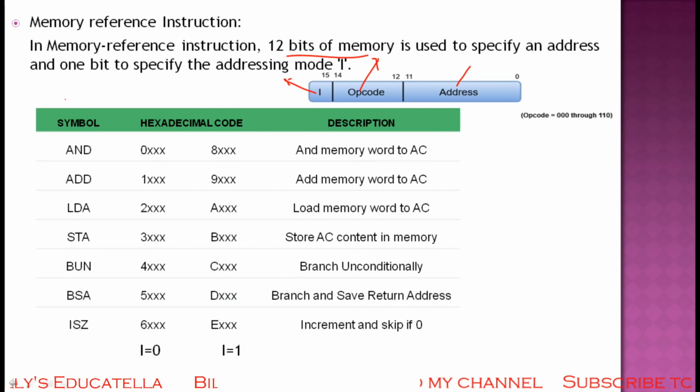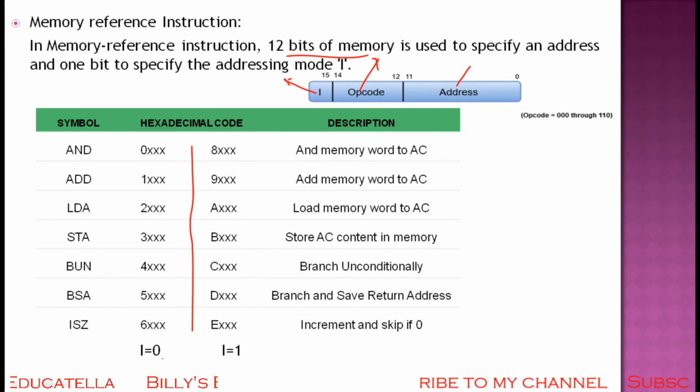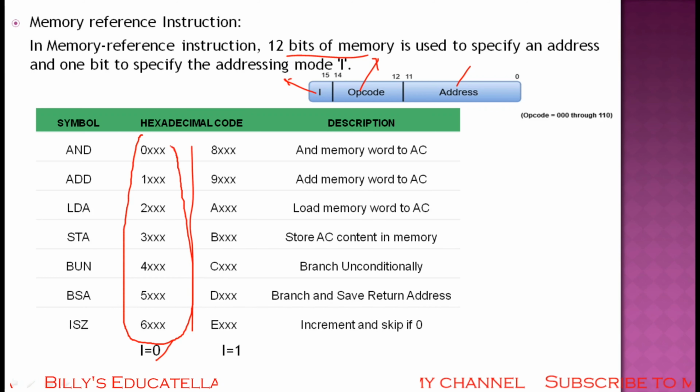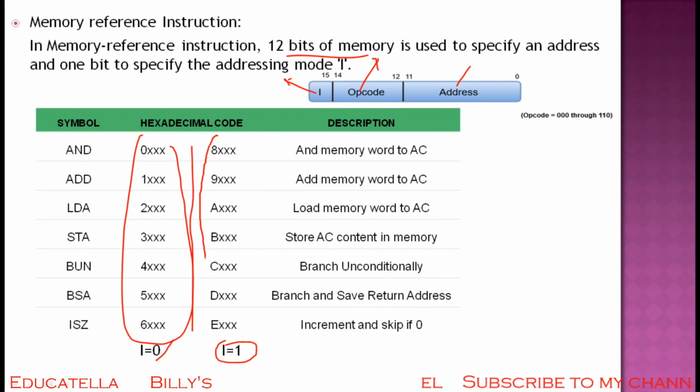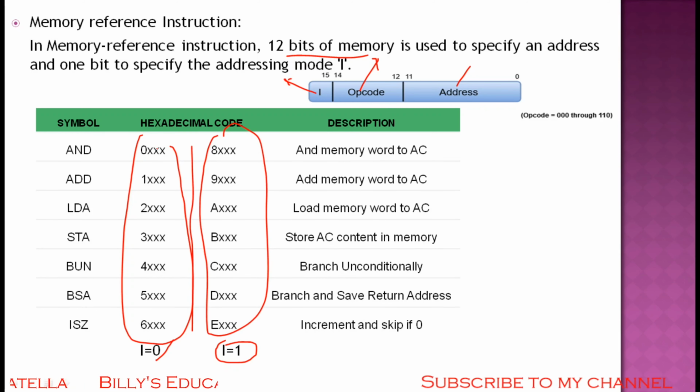Okay, here there is a tabular value for memory reference instructions. Here the instructions are represented in the hexadecimal code. When the I bit value is 0, these instructions will be executed, and when the I bit value is 1, these instructions will be executed. But these two instructions are the same, it depends upon the I bit value.